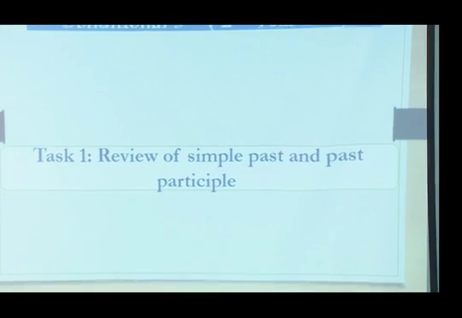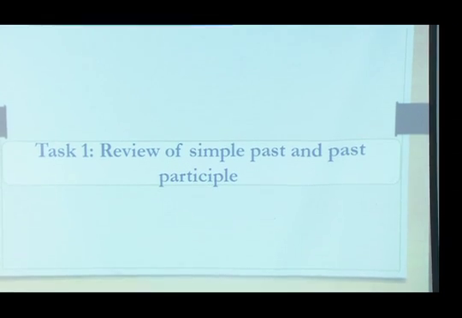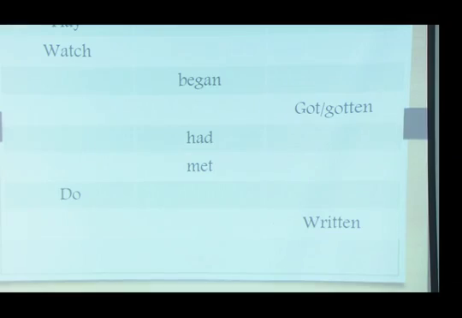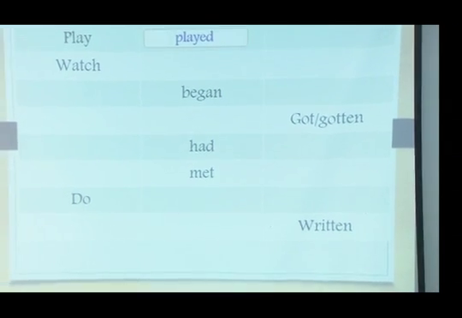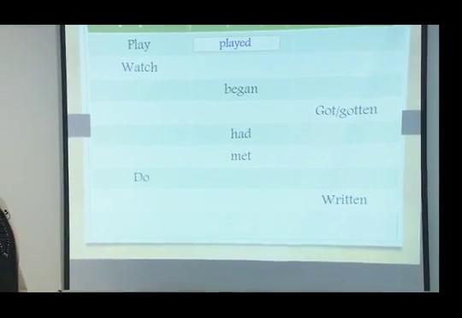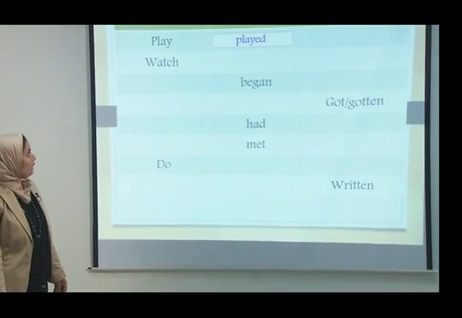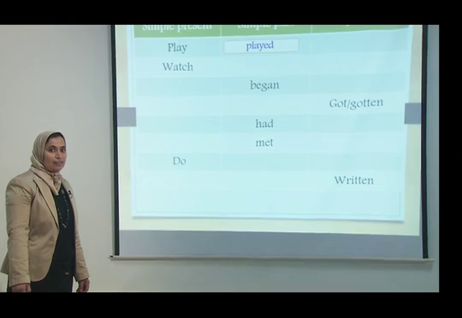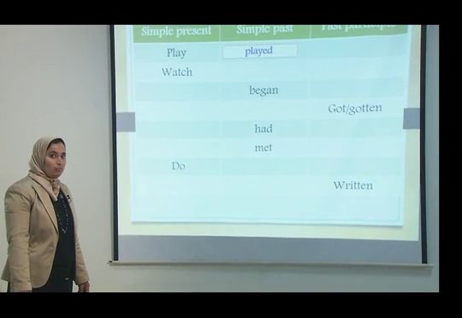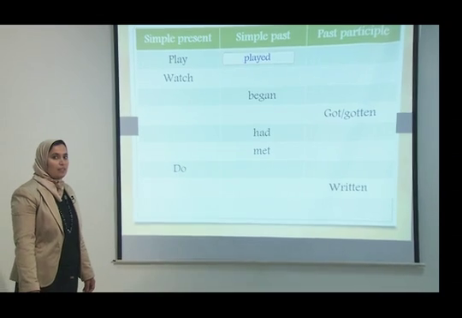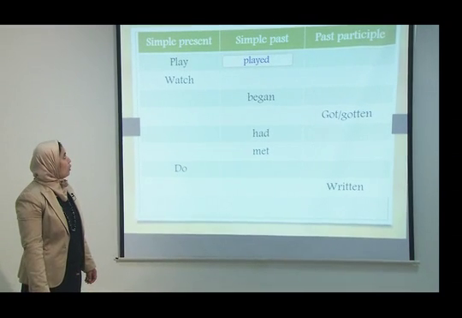Task 1. Review of simple past and past participle. Fill in the chart or the table with the past forms of the verbs. Example, you have play, simple past, played. Any idea? Shall we correct? Okay, let's check. Play, simple past, played.